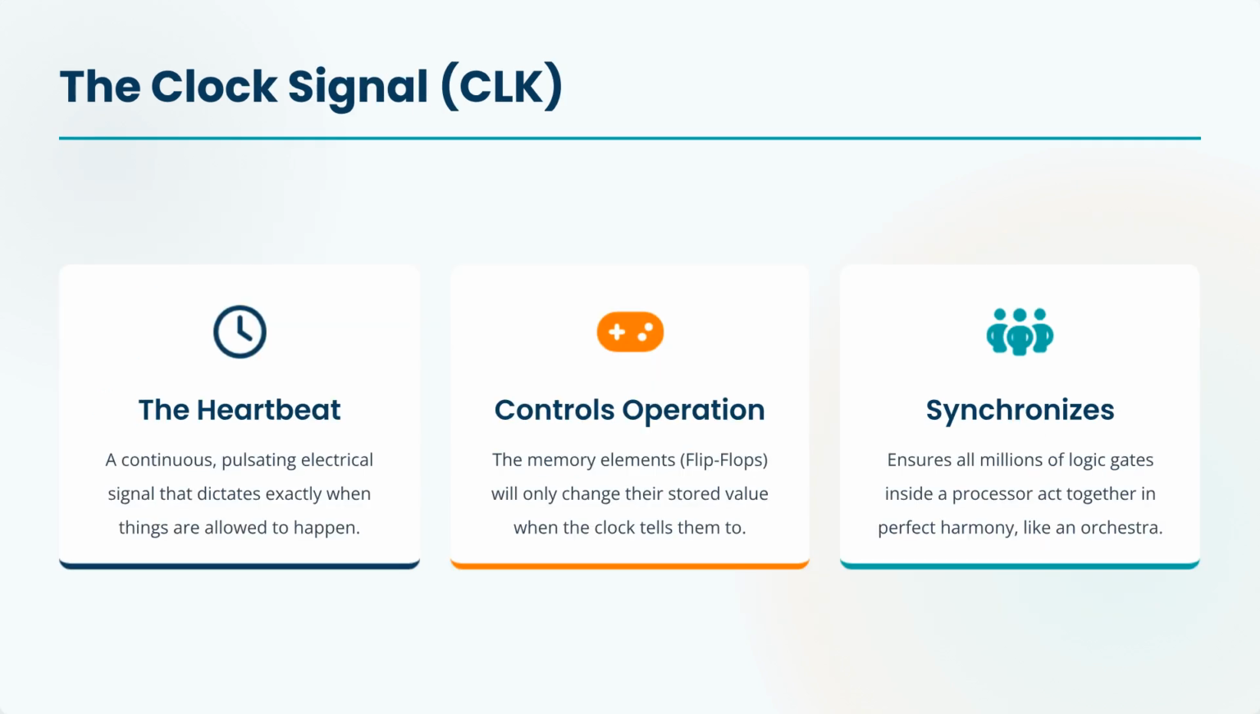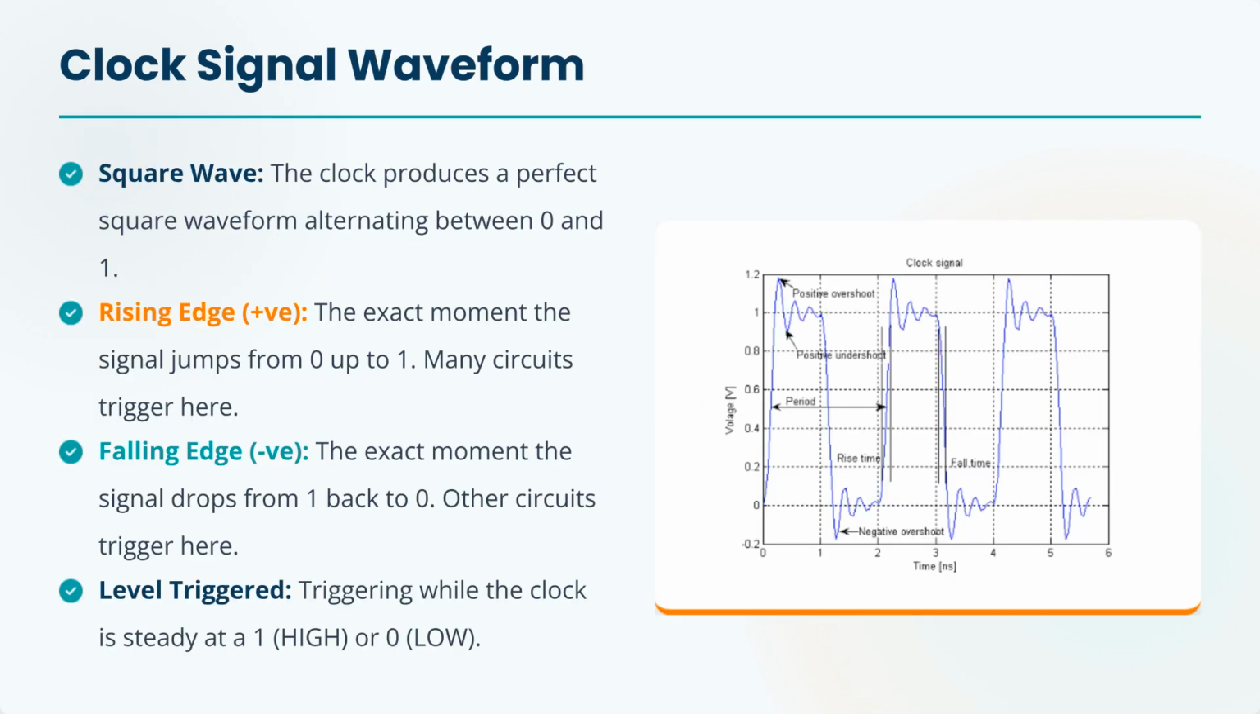The clock signal is the heartbeat of the circuit, dictating when events happen. It controls operation, ensuring memory elements only change value when instructed. It synchronizes millions of logic gates. The clock produces a square waveform.